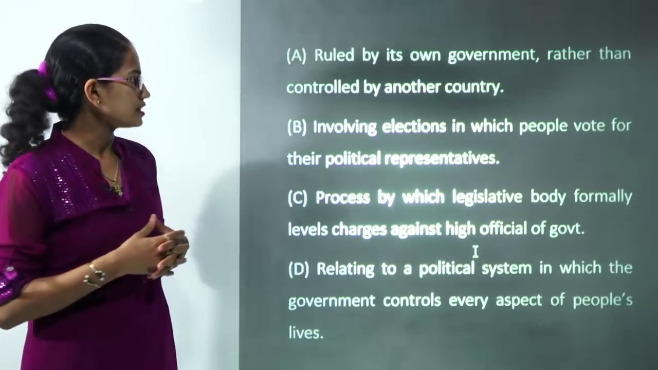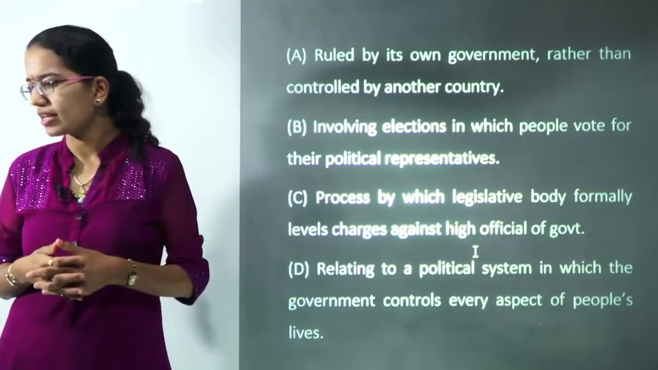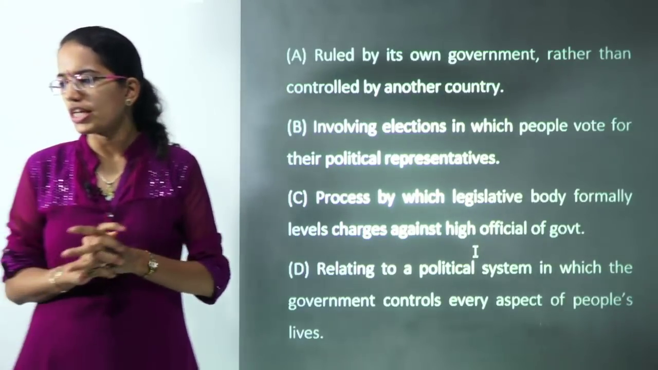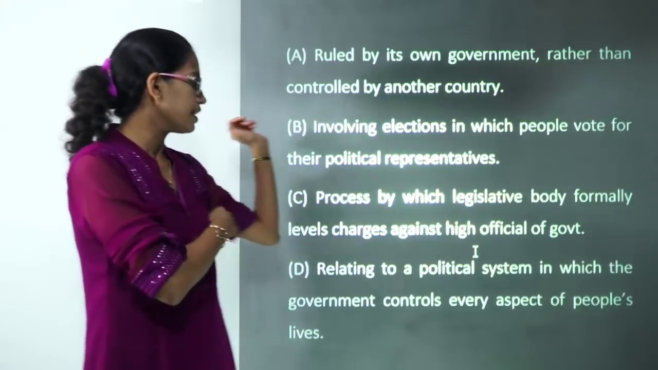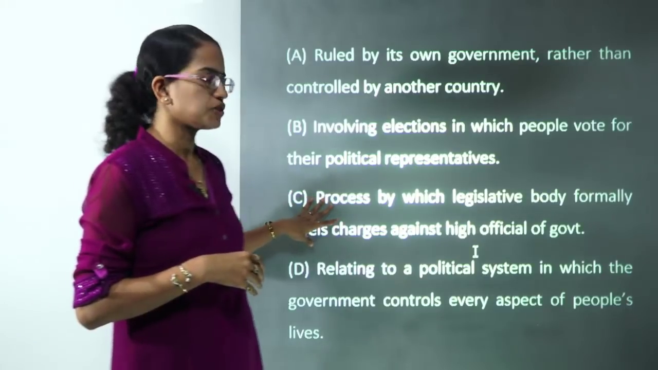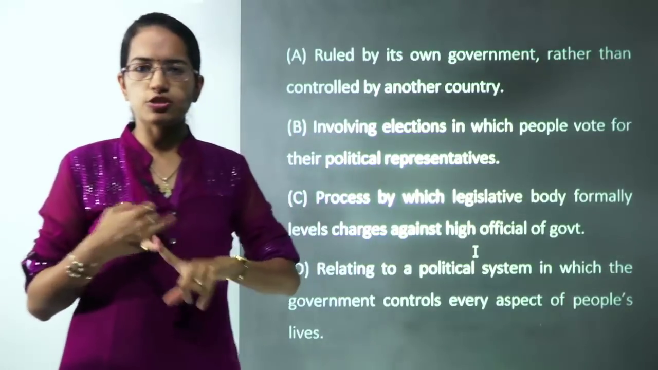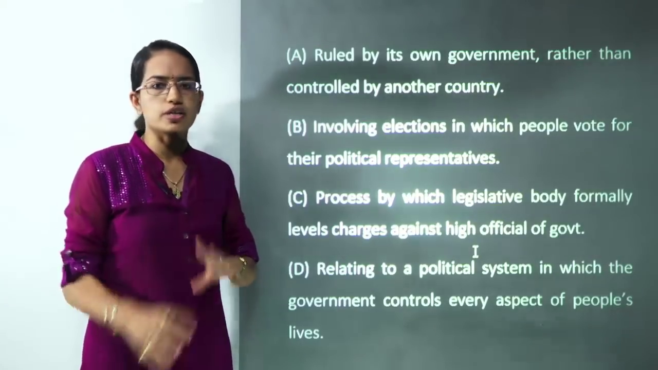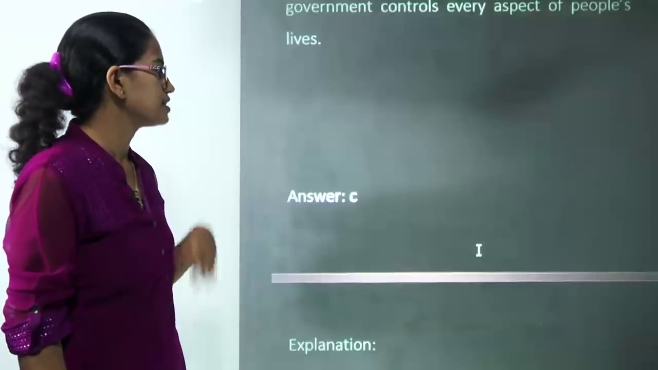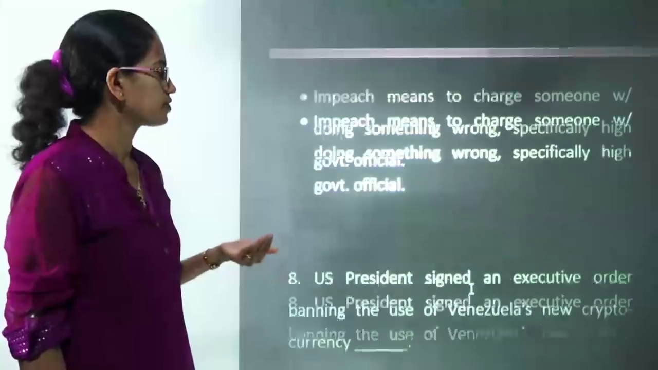Okay, so question number 7, I have lot of answers coming up as C. Great. So C is the correct answer here. So it's a process by which legislative body formally levels charges against the high official of a government. The Chief Justice of India's impeachment was recently in news, and therefore it's a very important and a burning topic for your political science if there is contemporary questions coming up from that section.